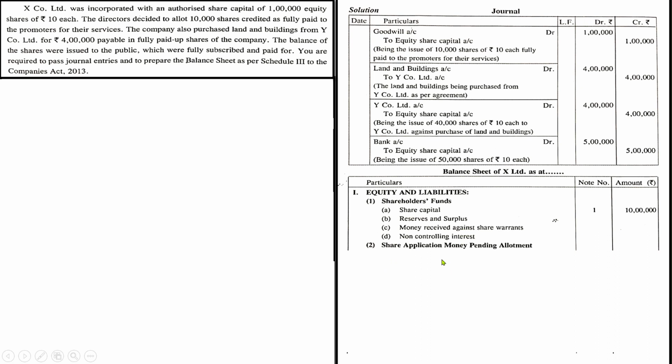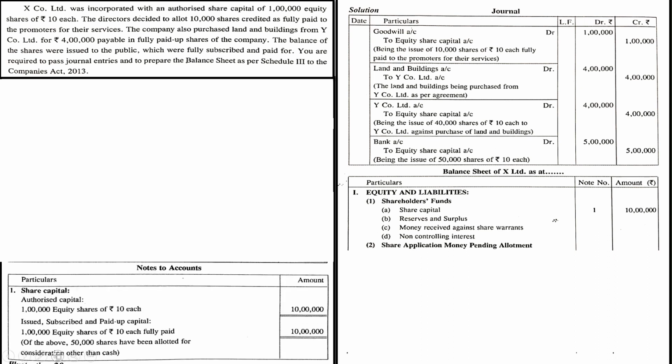Next one, share application money pending allotment. There is no such item. That is actually the format. So here 10 lakhs is obtained by, see, the company was holding 1 lakh equity shares of 10 each. So authorized capital is 1 lakh equity shares of 10 each, 10 lakhs.